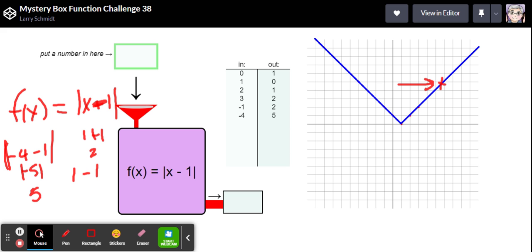Well, how did that go for you? Did you see that this was going to be an absolute value? And did you have any trouble figuring out how to make this shift to the right happen in the equation?